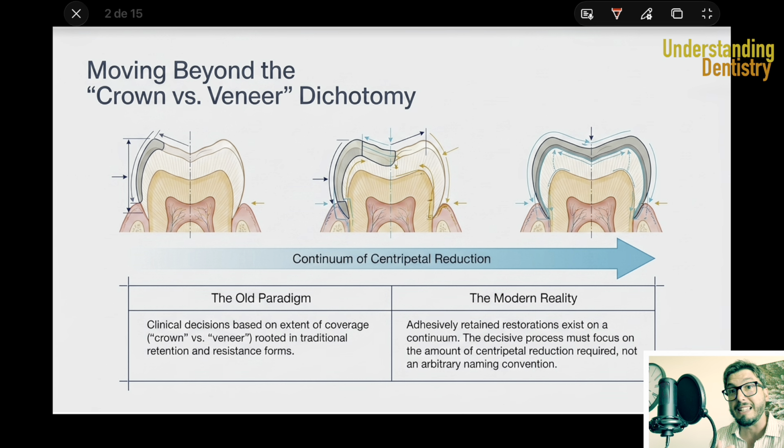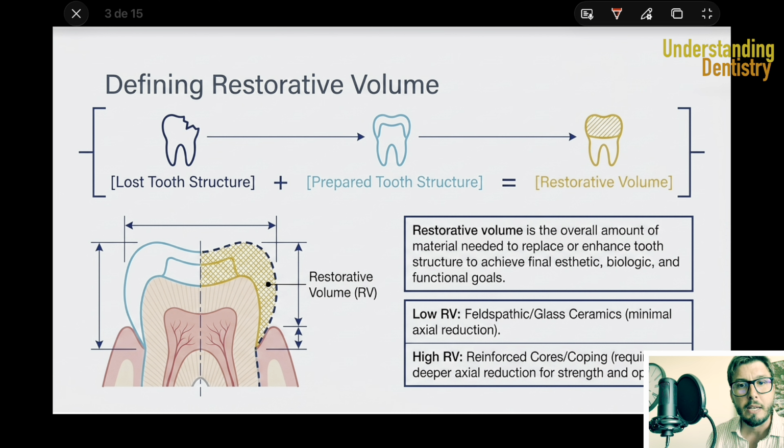We know that adhesion is so much better for the enamel. So adhesion on enamel is better than adhesion on dentin. So this will also influence your decision. Let's see this very simply. Defining restorative volume, you have your lost tooth structure, then you have your prepared tooth structure, and then you have finally your restorative volume.